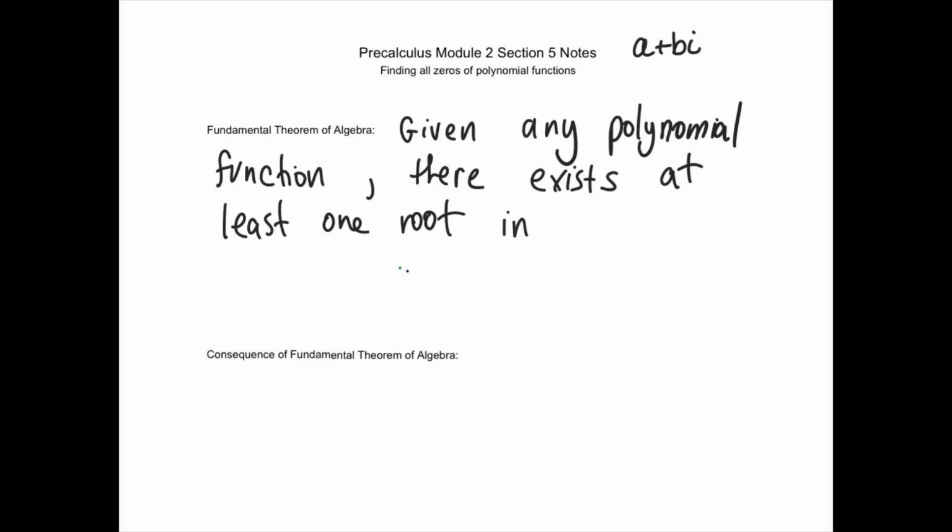So we're going to hear one of the major theorems in math today, and that is the fundamental theorem of algebra. The fundamental theorem of algebra says this. It says given any polynomial function, so obviously these things that we've been working on for the last few sections, given any polynomial function, there exists at least one root in the complex number system.